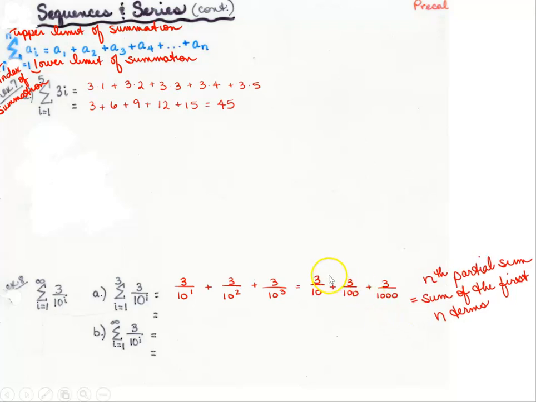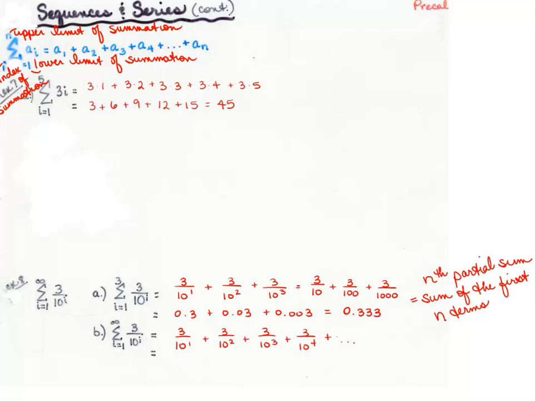So 10 to the first we know is 10, 10 to the second is 100, and 10 to the third is 1,000. If I write it as a fraction, I have to get a common denominator. So I'm going to write it as a decimal instead. So 3 tenths, of course, is 0.3. 3 hundredths, 0.03. 3 thousandths, 0.003. So if I add those, I'm going to get 0.333 or 333 thousandths.